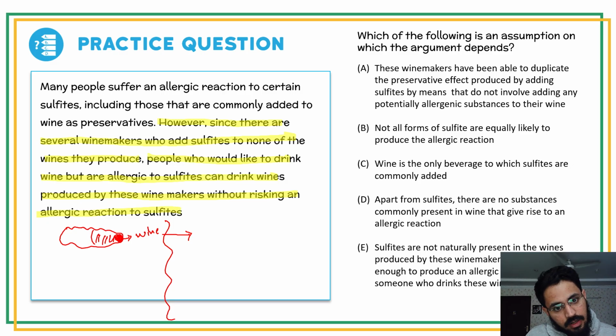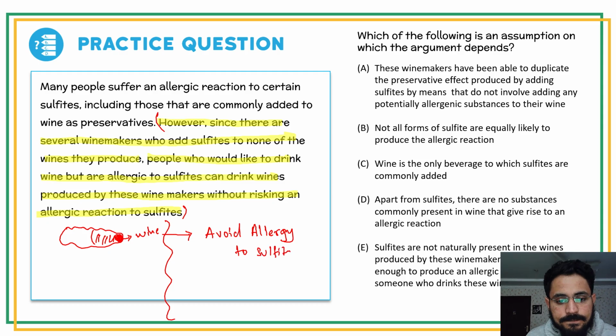Okay, so it's a very fancy way to say, I'd say, if you want to avoid an allergic reaction to sulfites, drink wine from a certain type of winemakers who do not add sulfites.